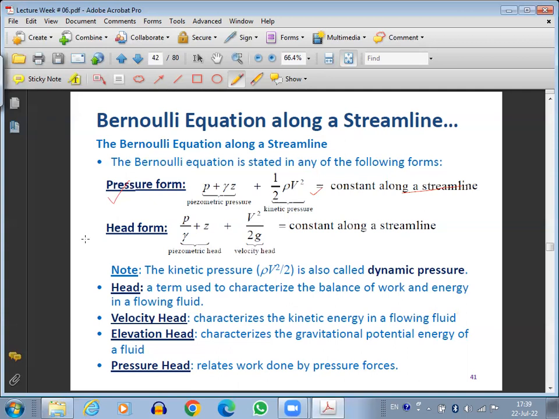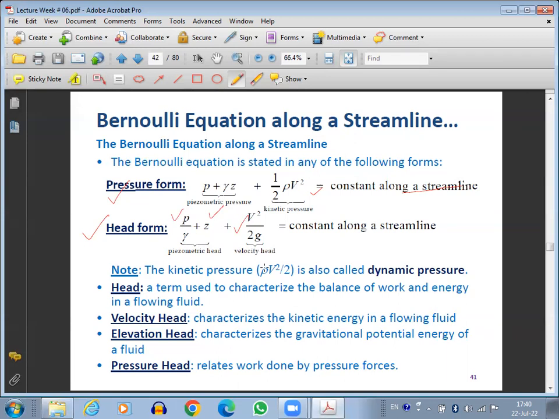In the head form, like we previously made the equation in the head form, we can have the piezometric head P upon gamma plus Z. Piezometric head is a combination of hydrostatic head and elevation head. Plus the velocity head. Now you have an additional velocity head, and this is also constant along the streamline. If you are writing the equation in the head form, all the terms should be in meters: P upon gamma in meters, Z in meters, V square upon 2g in meters.